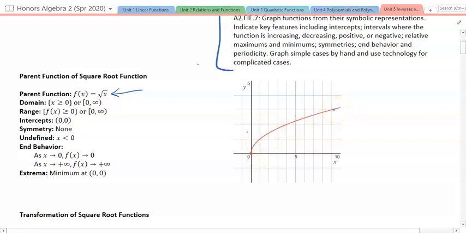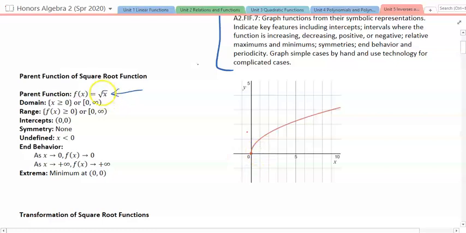And so look at the domain and range. We don't get a graph that goes on forever in both directions. It starts at the origin and is increasing as we go to the right. And so the domain is from 0 to infinity, and the range is also from 0 to infinity as this increases. It only has one intercept at the origin, so it has one x-intercept and one y-intercept, both of those being at the origin. There is not a point or line of symmetry with the square root function. It is undefined for any values of x that are less than 0.